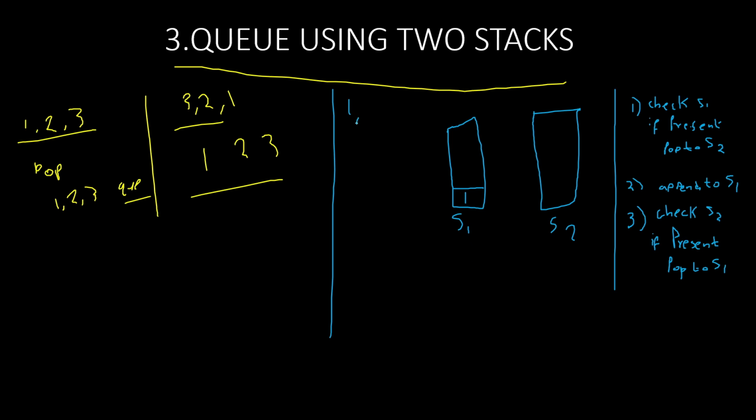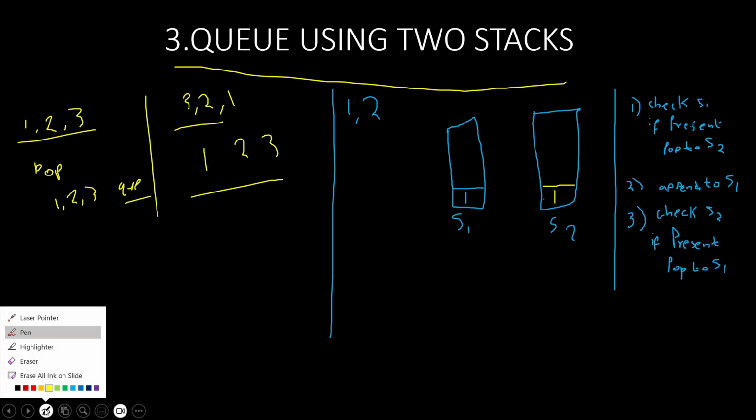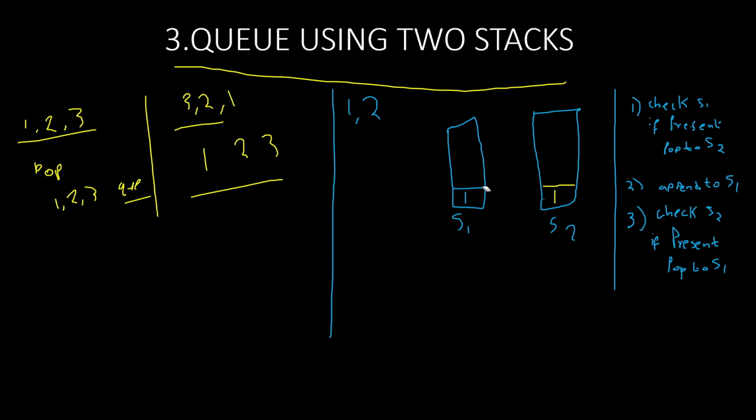Now coming to the second element. We're pushing 2 here. Again, check the rules. The element 2 has come in the push operation. Now we check the first rule. If any element is present inside S1, then we pop it to S2. After popping, this will become 1 here, and the earlier one will disappear because we have already popped it. That's the first condition, and it has been satisfied.